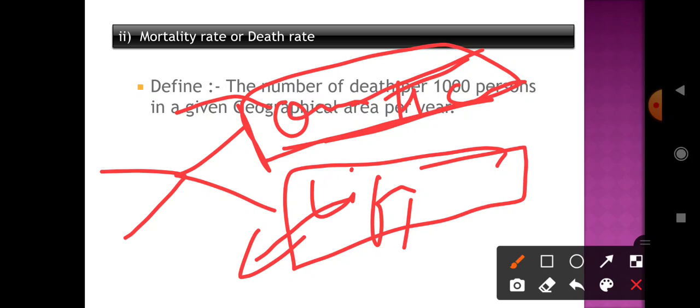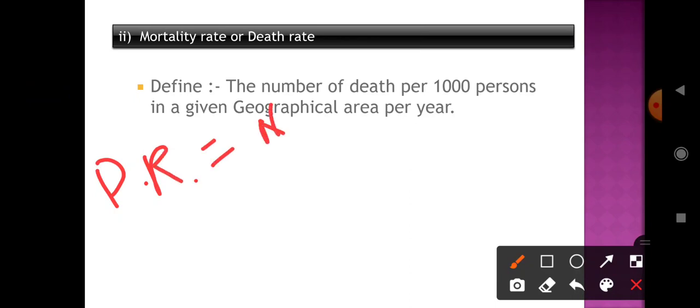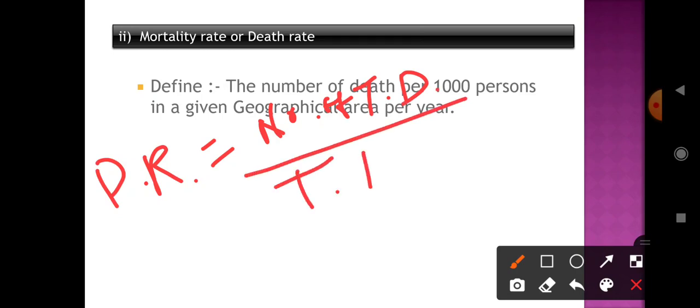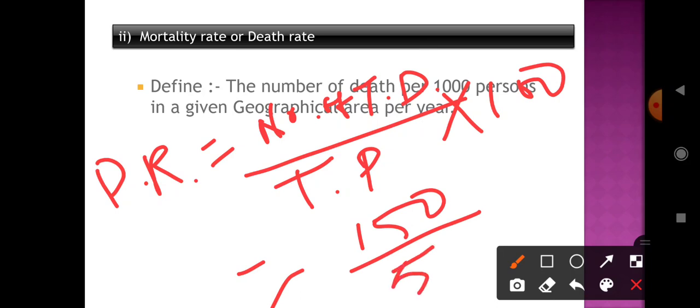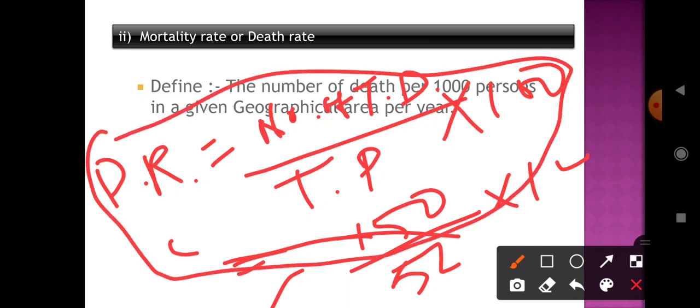In another way, again, by the formula which I already showed you, the same formula: the death rate is equal to the number of total deaths divided by the total population multiplied by 100. So if in a particular area 150 people die and the total population is 5 lakh, multiply by 100, then you will calculate and it is in percentage, you will get how many people are dying in that particular area. So this formula is very important, okay, you have to learn both formulas. So this is the death rate formula.